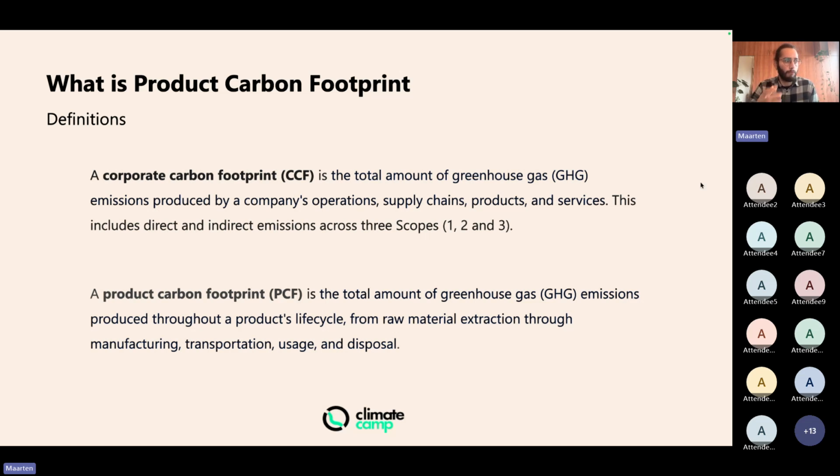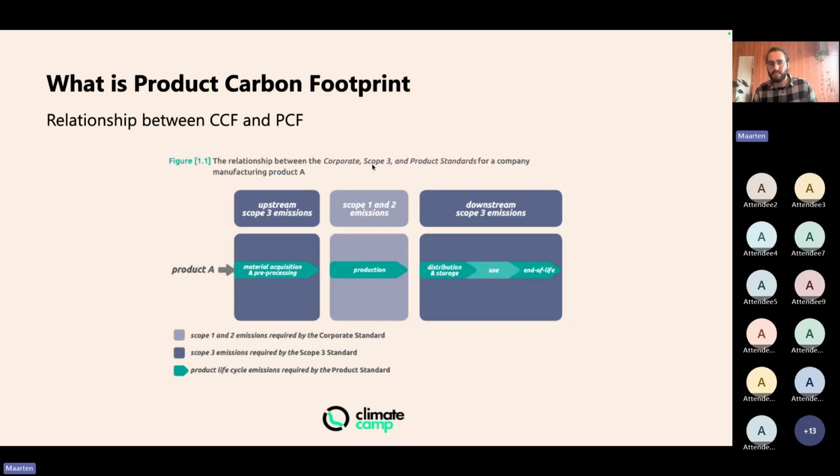This includes all the direct and indirect emissions across the three scopes as outlined in the GHG protocol. Now, a product carbon footprint is the total amount of greenhouse gases from a specific product, but throughout the product life cycle, from raw material extraction through manufacturing, processing, transportation, usage, and end of life. The best way to visualize this is with this graph from the GHG protocol, where the blue represents your corporate carbon footprint and the green represents a product carbon footprint.